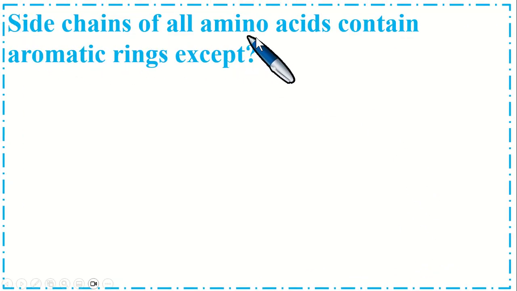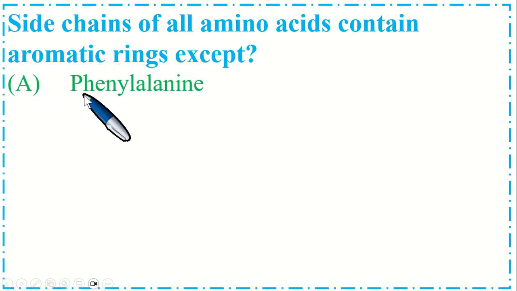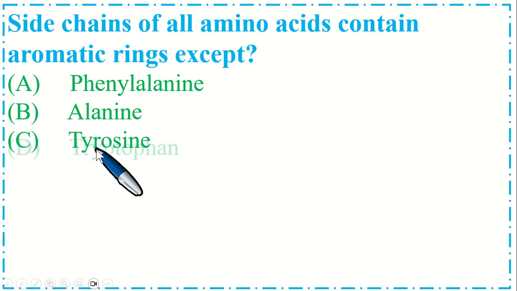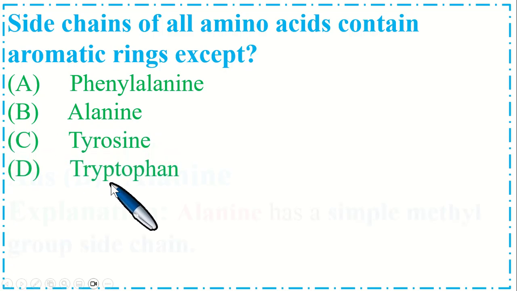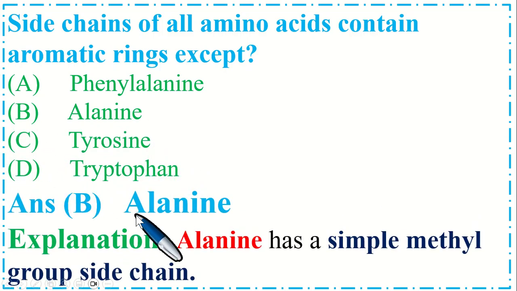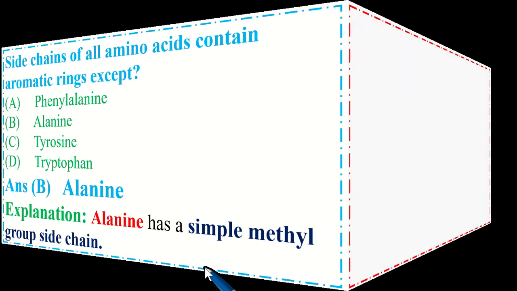Side chains of all amino acids contain aromatic rings except option A, phenylalanine, B, alanine, C, tyrosine, and option D, tryptophan. So the correct option is B, alanine. Alanine has a simple methyl group side chain.